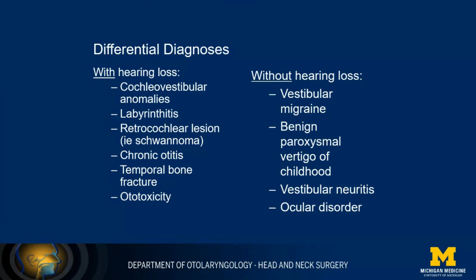Without hearing loss, you're a little less concerned. You think vestibular migraine, you think benign paroxysmal vertigo of childhood was the old name for it, BPVC. Now it's recurrent vertigo of childhood, RVC. You could have a vestibular neuritis in kids, that is possible. Or you think ocular disorder, have they had their vision checked? Do they need glasses?